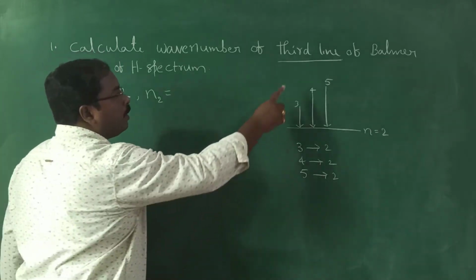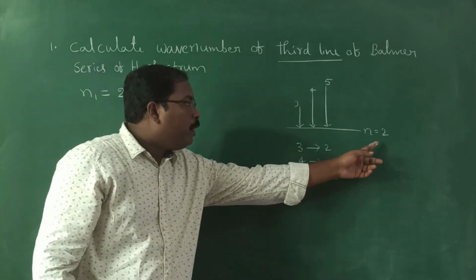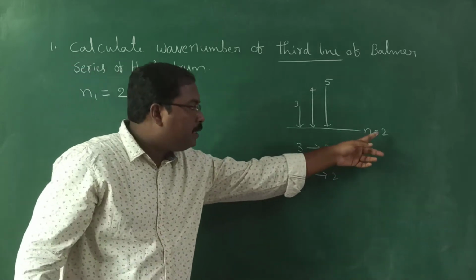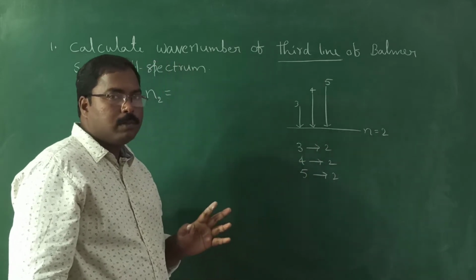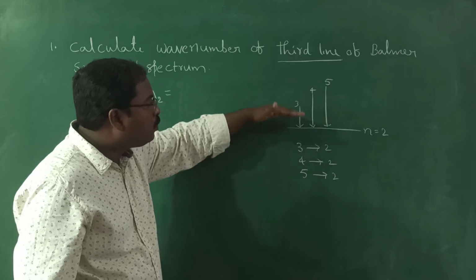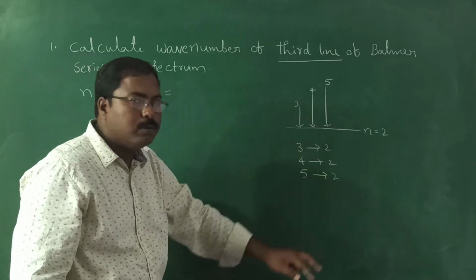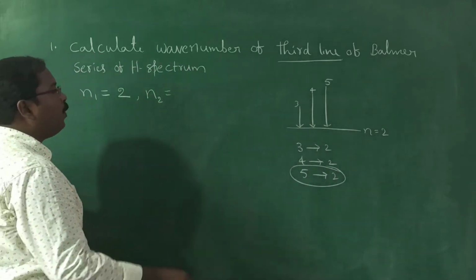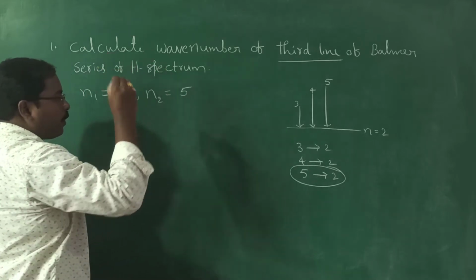Observe carefully. The third line of Balmer series. Somebody may get a doubt: sir, why have you taken n equals 2 here? Lyman series means we can take it as 1. Balmer series means it is 2. Now, the electron's first line means what? 3 to 2. Next line means 4 to 2. Next line is 5 to 2. They said third line. So third line is from 5 to 2. So N2 value is 5. Okay?